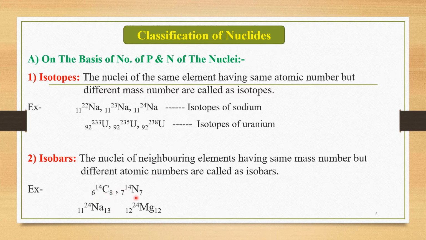Example of carbon and nitrogen. Carbon has atomic number 6 and mass number 14, while nitrogen has atomic number 7 and mass number 14. So you can say that they have the same mass number but different atomic numbers, so they are called isobars of each other. The second simple example is the nuclei of sodium and magnesium, having the same mass number but different atomic numbers, so they are called isobars of each other.